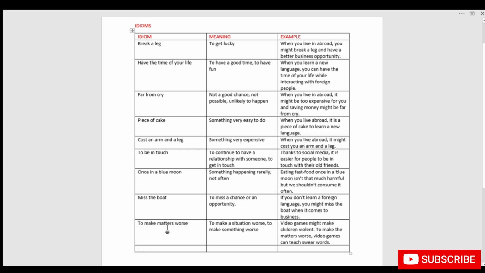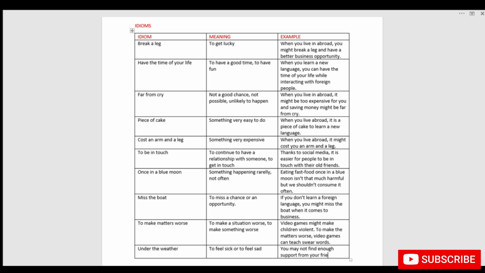And our last example is under the weather, and it means to feel sick or to feel sad. And for that, let's say, again, we are writing an advantages and disadvantages essay about living abroad. So I say, let's imagine that we are writing the disadvantages part. You may not find enough support from your friends when you feel under the weather.